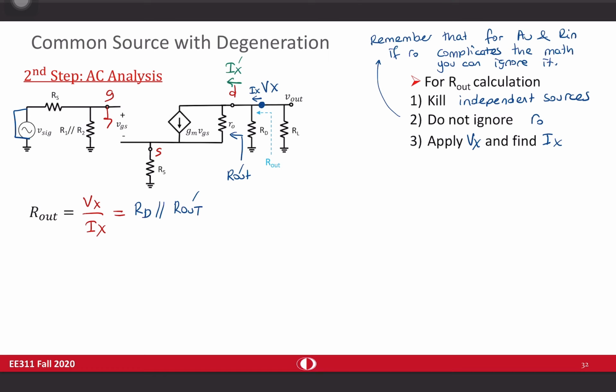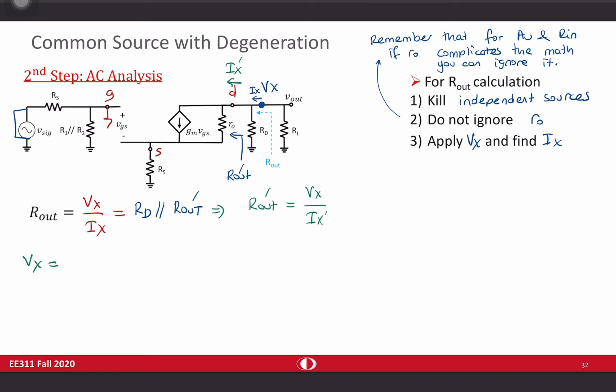This introduces some simplification in the overall mathematics. We are doing some trick in here. You can always solve Rout by Vx divided by Ix, but it's going to be unnecessarily complicated. When we take a look at this schematic, it's obvious that Rout is Rd in parallel with some other resistance. So instead of finding Rout directly, I'm going to find this other resistance first and then find Rout accordingly. So I define Rout prime as Vx divided by Ix prime. So now let's try to write Vx in terms of Ix prime.